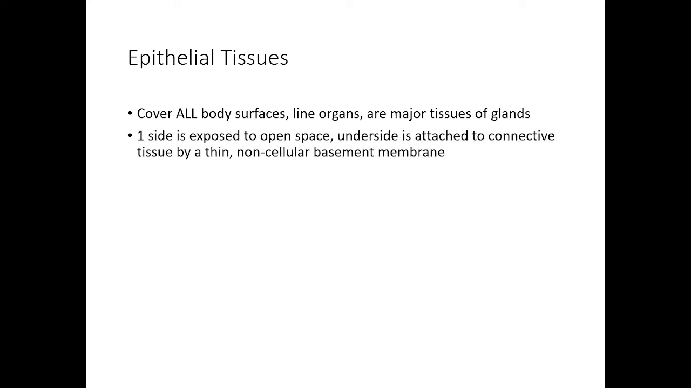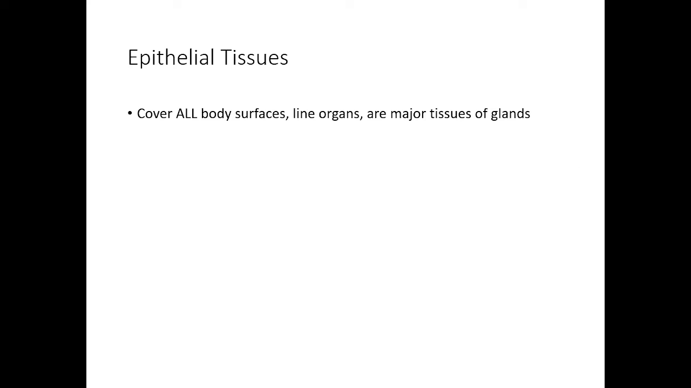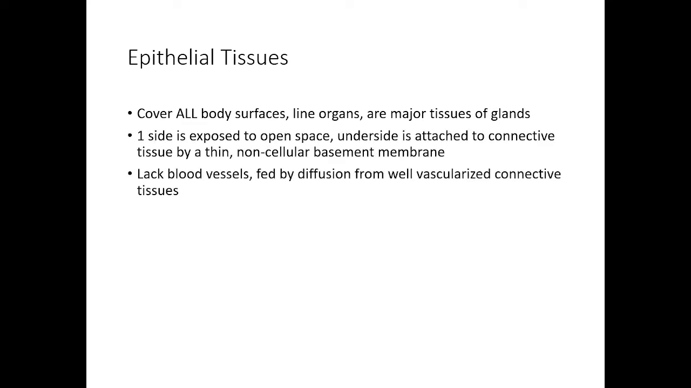The first side is always exposed to open space, and the underside of this tissue is attached to connective tissue by a thin non-cellular basement membrane. Epithelial tissue lacks blood vessels. They feed by diffusion, which means they get their nutrition by diffusion from well vascularized connective tissue. They reproduce rapidly and are tightly packed.